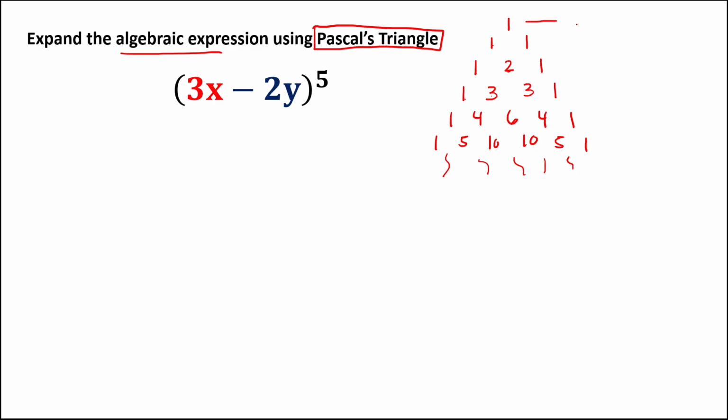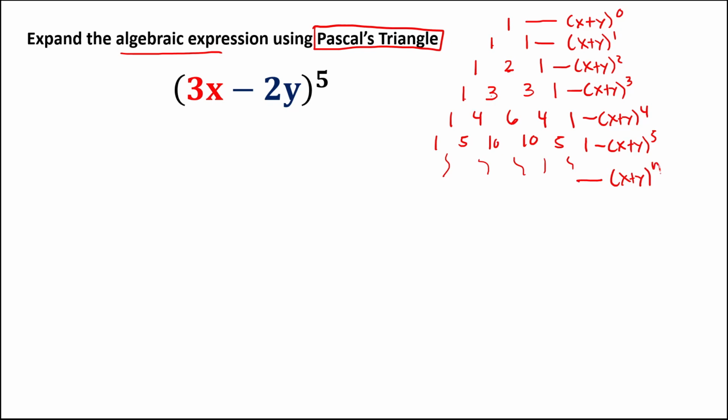And for the binomial, this is x plus y to the power 0. This is x plus y to the power 1, x plus y to the power 2, x plus y to the power 3, and this is x plus y to the power 4. So we have x plus y to the power 5, and this one is x plus y to the power n.